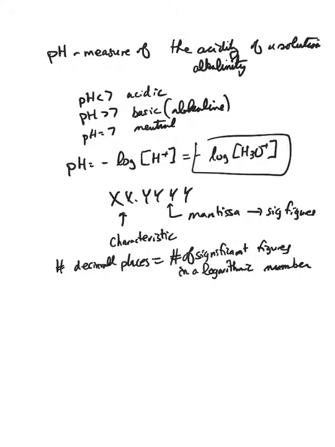And so don't let that throw you off. Typically, we're going to have 2 decimal places in a pH, because that's the best precision typically that we can get with a pH meter. Let's do some calculations.